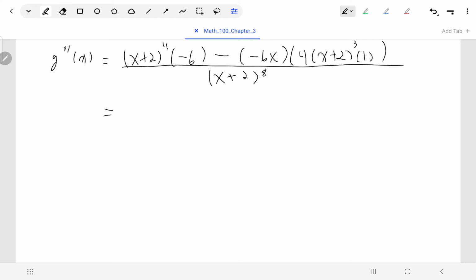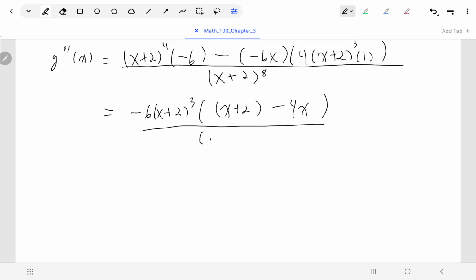Okay, and then again, I've got some common factors. I have the minus 6 I can take out of both, and the (x plus 2) cubed I can take out of both, leaving an x plus 2 in that first term, minus, then there's the x times the 4, and that's kind of about it.